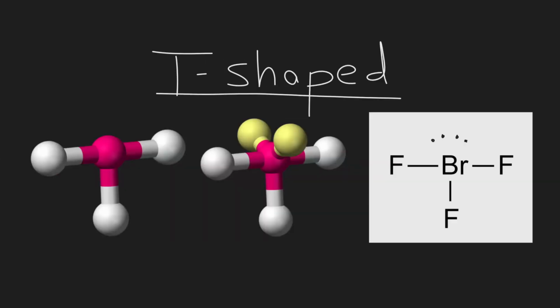The next example is T-shaped. So this would also fall under trigonal bipyramidal electron geometry, but has a molecular geometry of T-shaped, and it ends up looking like a T. The reason being there are two lone pairs on the central atom, as you can see depicted by these yellow balls.